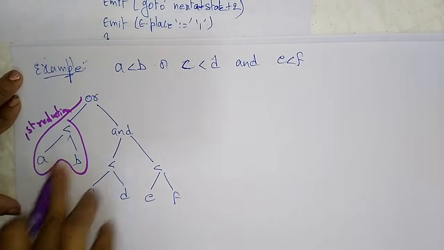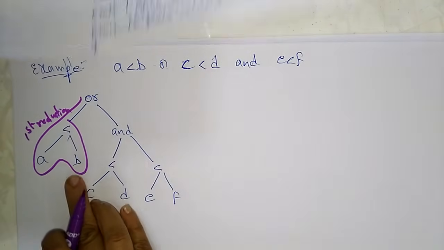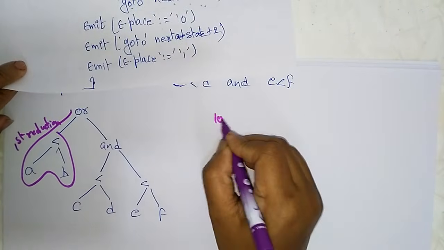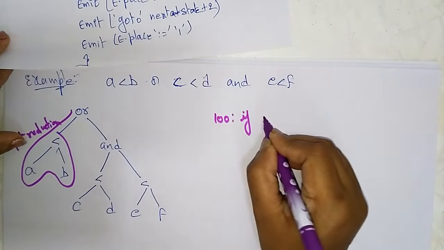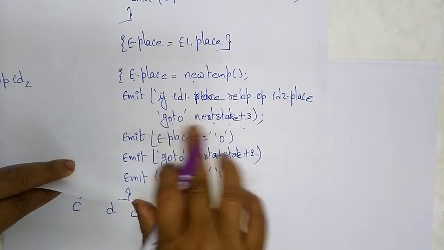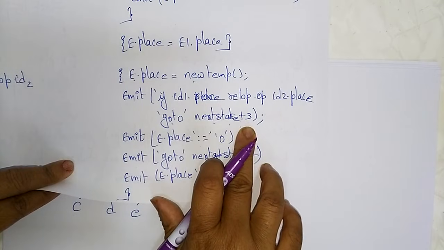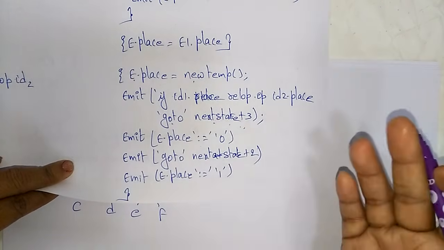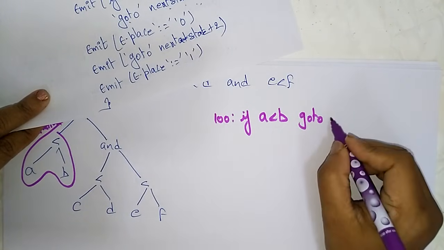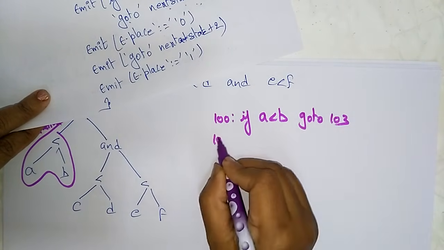This is the first reduction, A less than B. So whenever A is less than B, what are the conditions? Starting at 100, if A is less than B, what do we have to do? We have to go to the next statement, just skip 3 steps. Go 3 steps: 100 plus 3, 103.